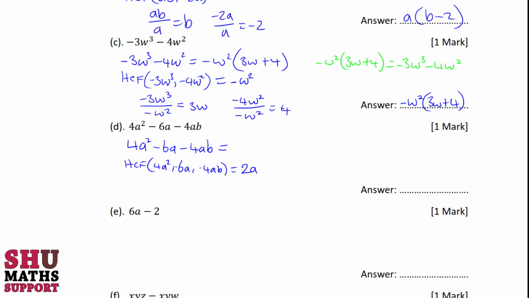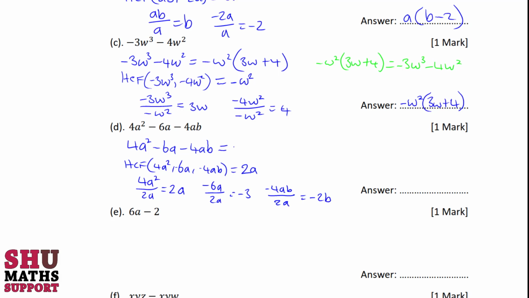And then if we divide each term by 2a, we have 4a squared divided by 2a, which is equal to 2a. And we have minus 6a divided by 2a, which is equal to minus 3. And then minus 4ab divided by 2a is equal to minus 2b. So then we have our factor of 2a times by 2a minus 3 minus 2b.